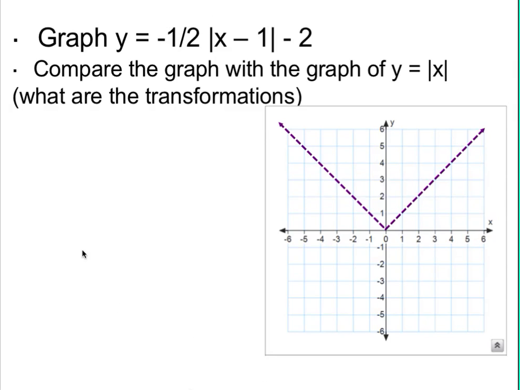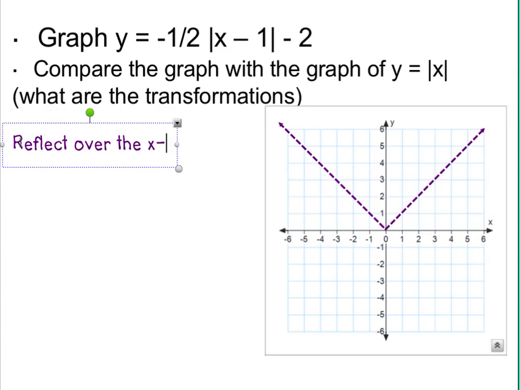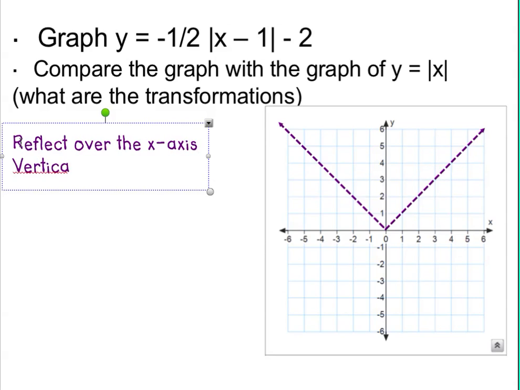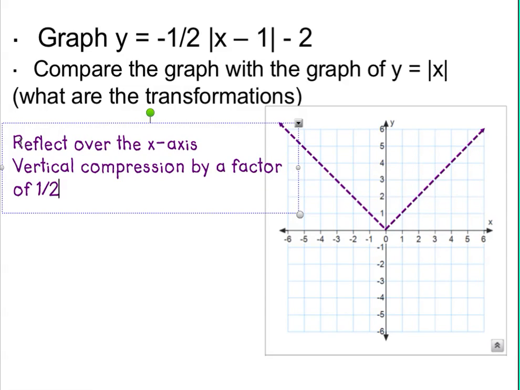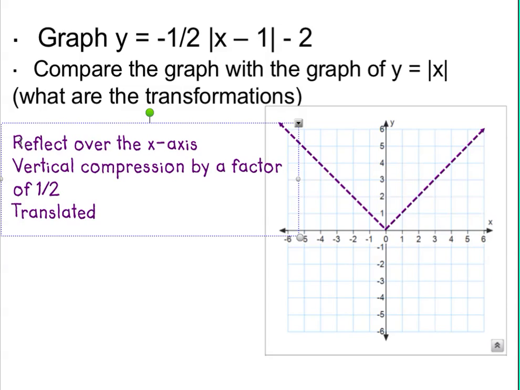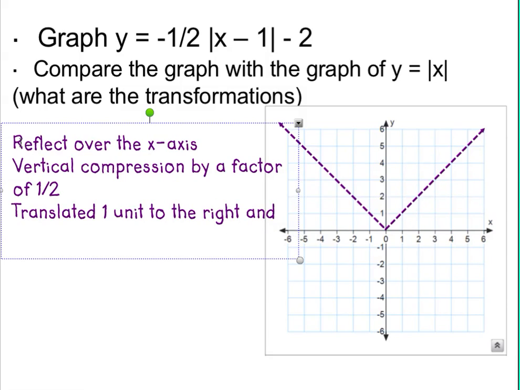I always think it's a good idea to write down the transformations so that you don't forget what's happening. So reflect over the x-axis. Then the other thing is it's going to be a vertical compression or shrink by a factor of 1/2. And then it's going to be translated, let's see, 1 unit to the right and 2 units down.